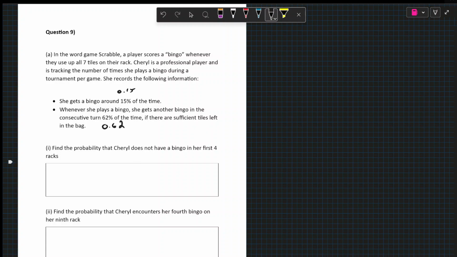Find the probability that Cheryl does not have a bingo on her first 4 racks. Well, not having something is 1 minus the probability of 4 bingos in a row. So that is 1 minus: the first time she gets a bingo is 0.15, and then it's 0.62 cubed. Now, if we work out 1 minus 0.15 times 0.62 cubed, we're going to take this to 4 decimal places, as with probability, and it is 0.9643.